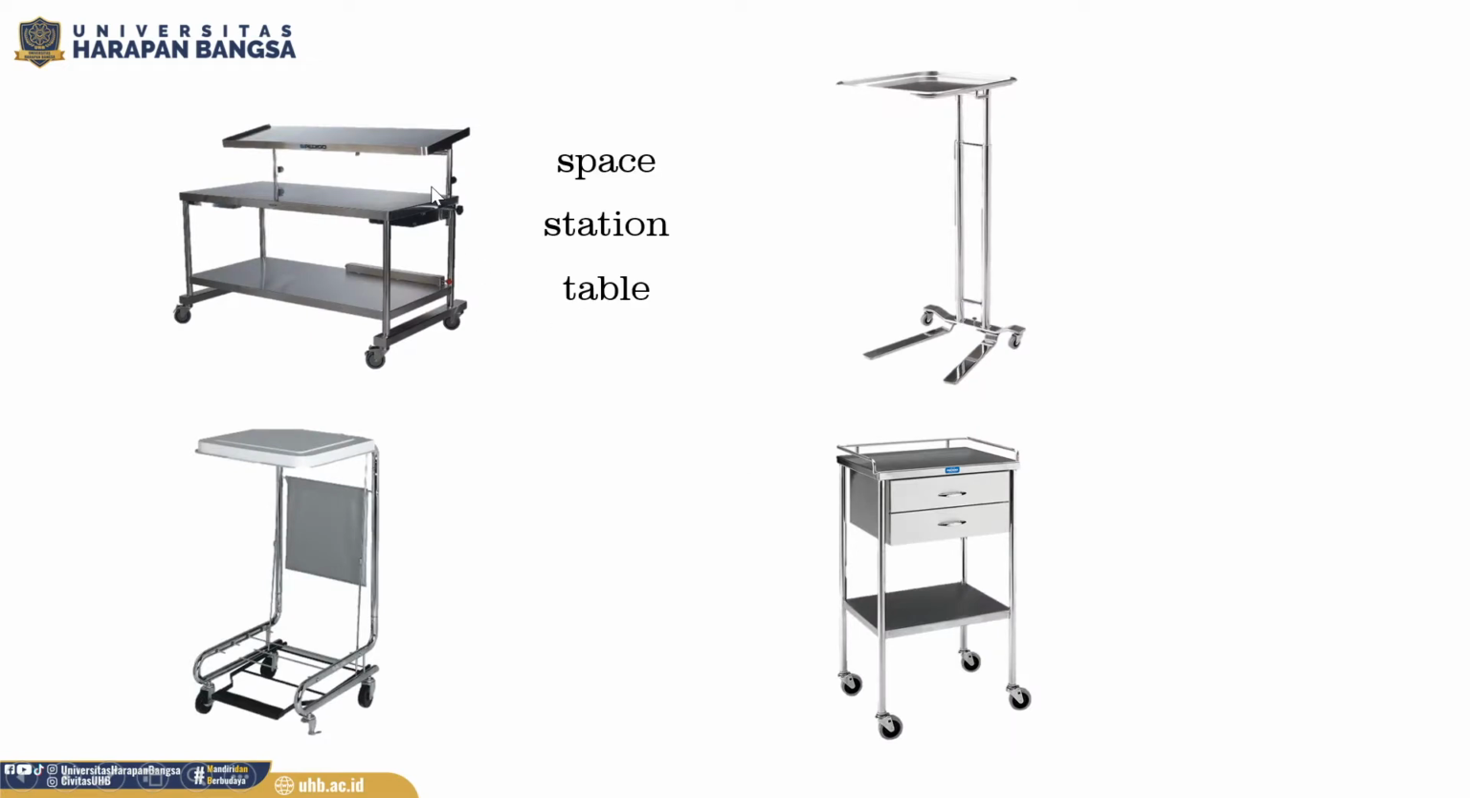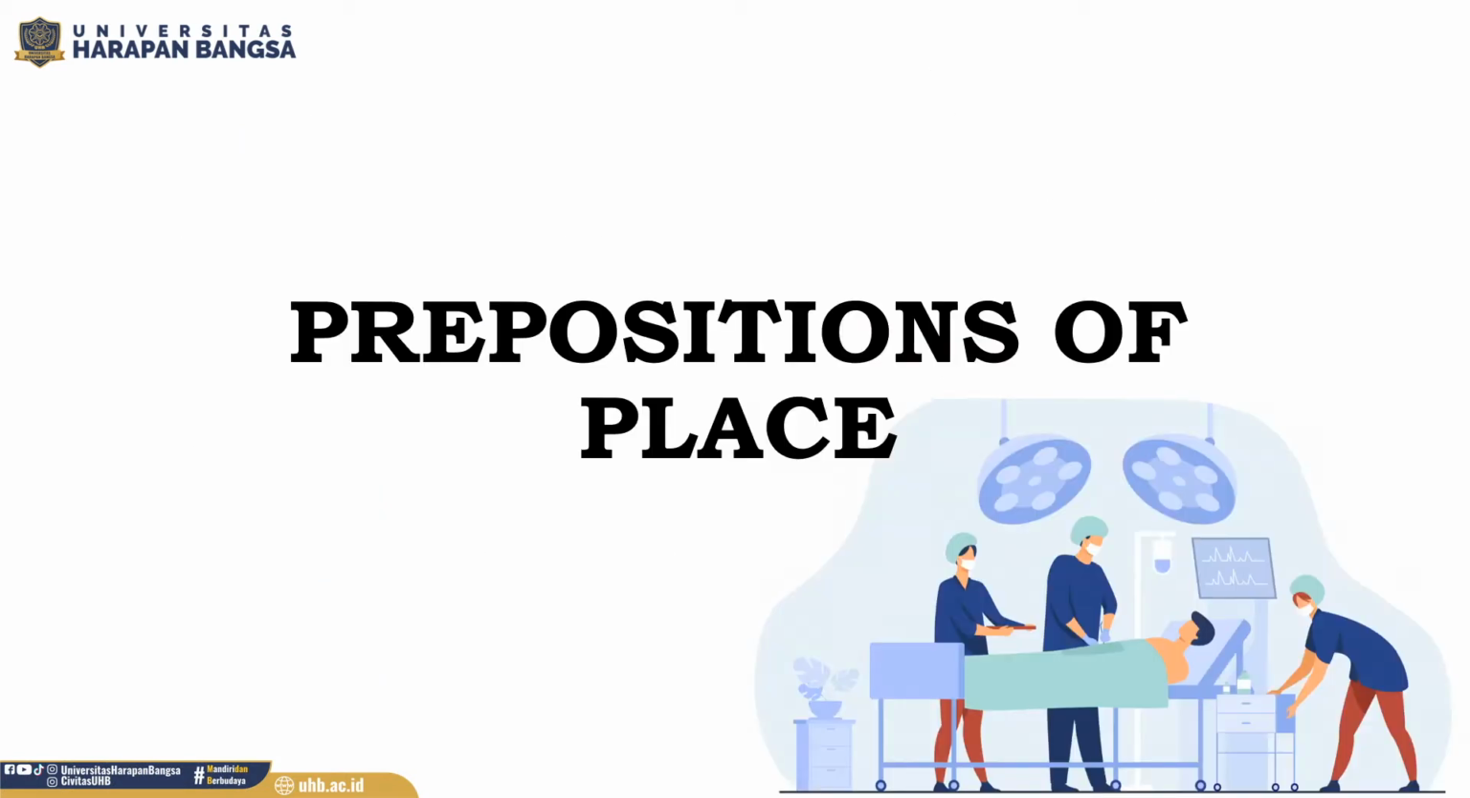Next, this is a space station table, mayo stand, hamper stand, utility table. Alright, now let's go to the prepositions of place. I hope you still remember the prepositions that you have learned in the previous semester.